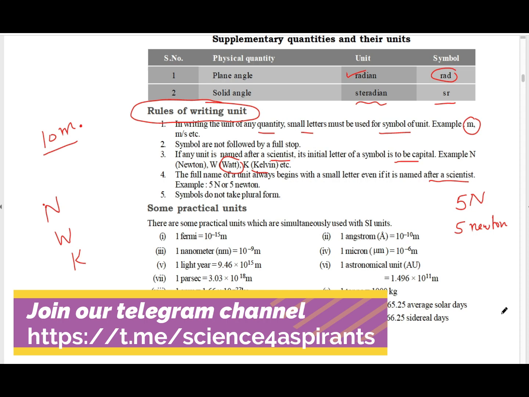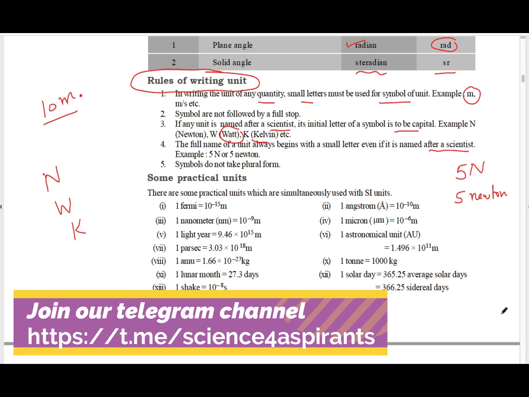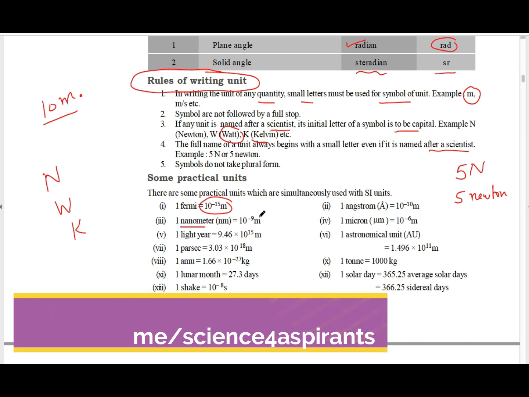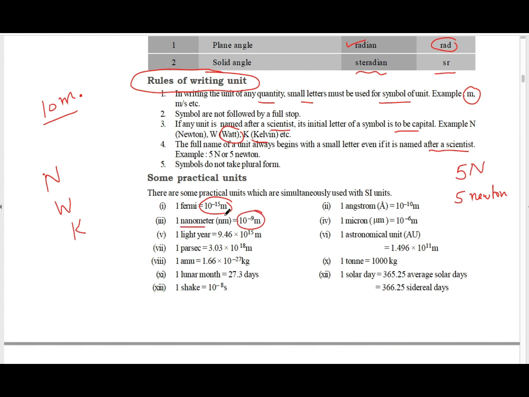So these are some of the practical units which we will use in our coming lectures. So here 1 Fermi is represented as 10 to the power minus 15 meter. 1 nanometer is equal to 10 to the power minus 9 meter. 1 light year, that is the unit of distance, is equal to 9.46 into 10 to the power 15 meter. 1 parsec, again a unit of distance, is equal to 3.03 into 10 to the power 18 meter, and so on.